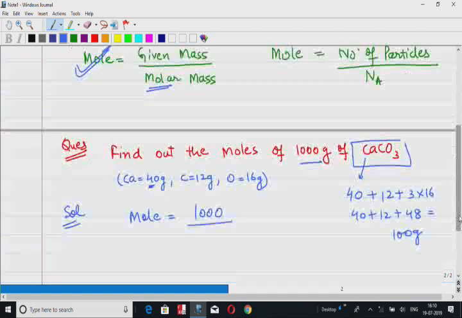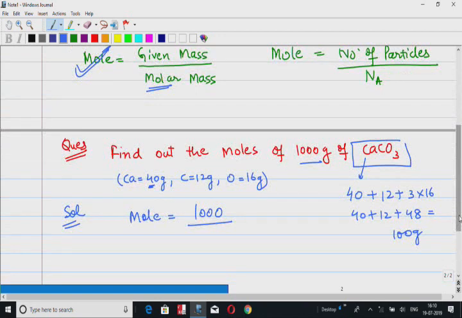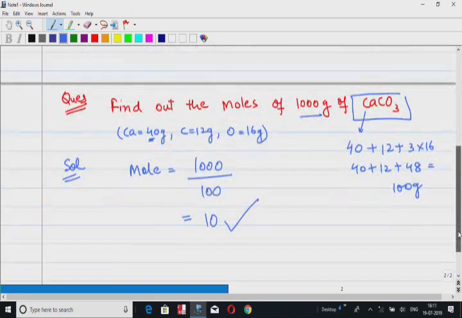When you try more and more types of questions, you will get to know that some of the masses are always in my mind. When I talk about NaOH, it's 40 grams, CaCO3 100 grams, H2SO4 98 grams. These are already in my mind, okay? So when you do more, you will also get to know them. So what is the answer coming out? 10 moles. Any doubt, anyone?